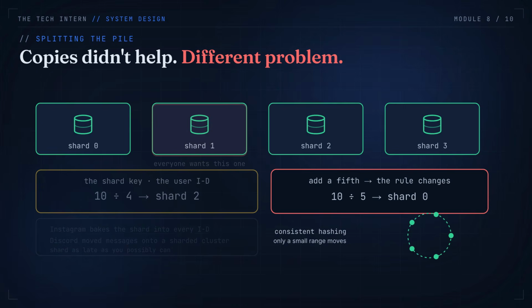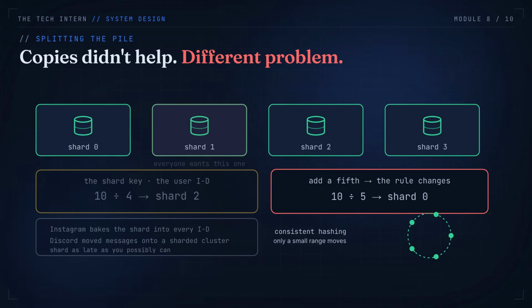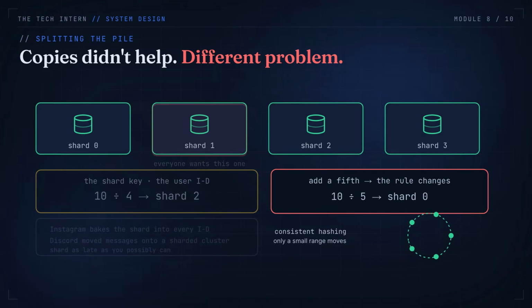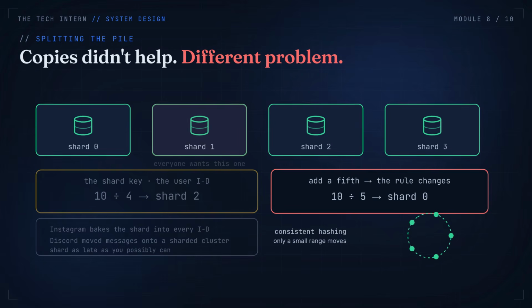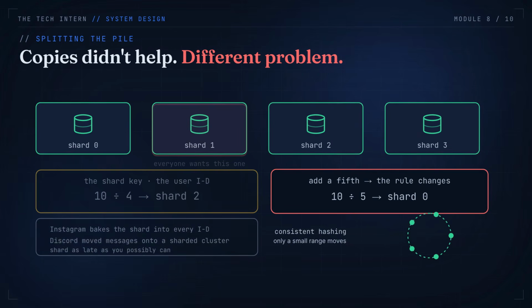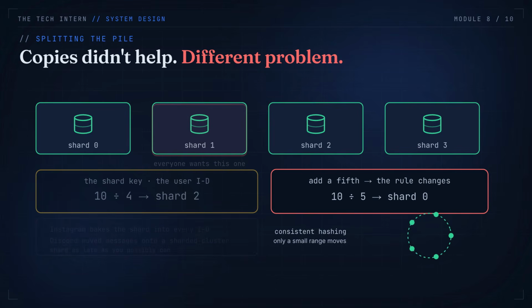Instagram bakes the shard number directly into every ID it generates. 8,192 shards worth. Discord moved their messages onto a sharded cluster and watched their read latency at the 99th percentile drop from over 100 milliseconds to 15.